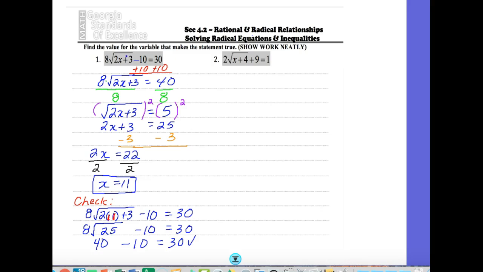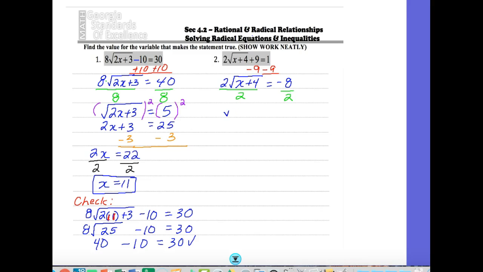Very similar to this. You can pause now and try this on your own and see if you get the same thing I do. Let's go ahead and do this second one. You have 2 times the root of x plus 4 plus 9 equals 1. We're going to start by subtracting 9 from both sides. Now we have 2 times the square root of x plus 4 equals negative 8. Now we're going to divide by 2 on each side.